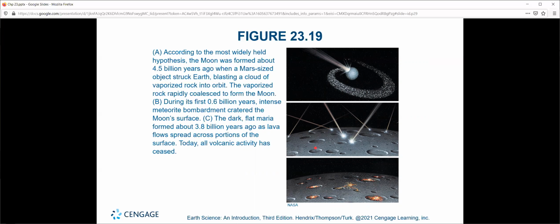During its first 0.6 billion years or so, intense meteorite bombardment cratered the surface of the moon. And then the dark flat Maria, the flat parts of the moon, formed some 3.8 billion years ago as lava flows spread across portions of the surface. That's the idea from the evidence that we've been presented by looking at the moon. Is there modern volcanic activity on the moon? No, we don't think so. But there's evidence that there was once volcanic activity on the moon.